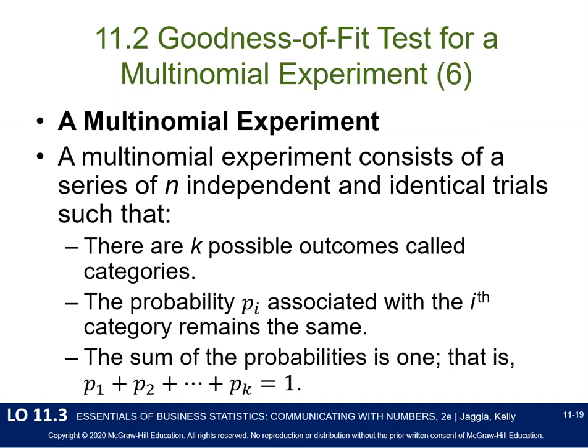So again, K is the number of possible outcomes. The probabilities of all of the possible outcomes do have to add up to 1. Remember, we learned that when we talked about probabilities. Probabilities always have to add up to 1.